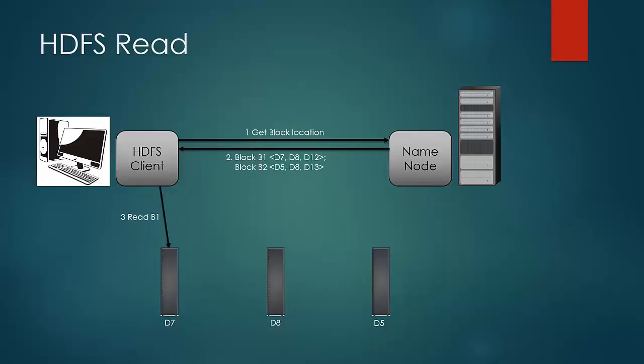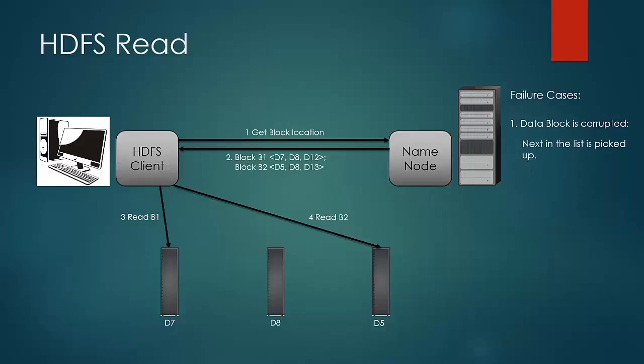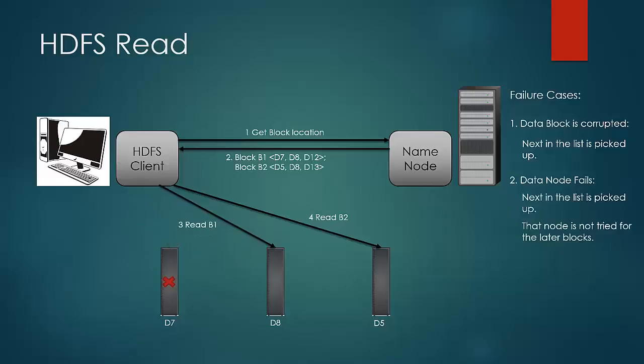Let us again look at the failure cases that can happen during read. There can be two failures. First, the data block is corrupt. In that case, the next data node containing the block is contacted. Second, if the data node itself fails, let us say D7 fails while the block B1 was being read, then the next node in the list would be contacted. In this case, the client would make a note that D7 is a bad data node and would not consider it later if it appears in another list.